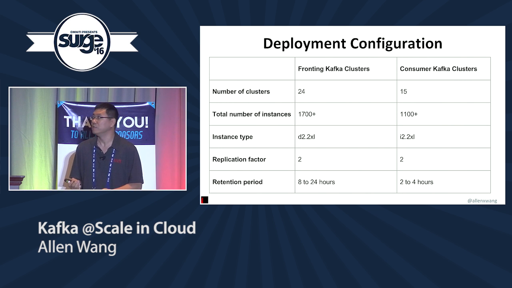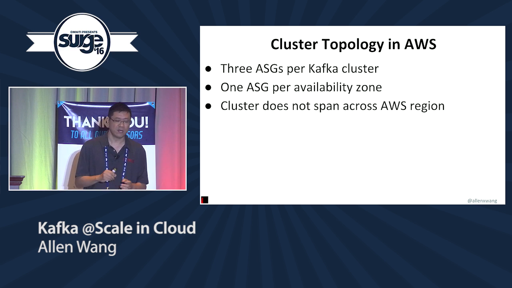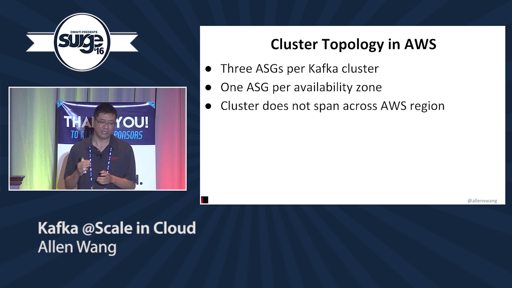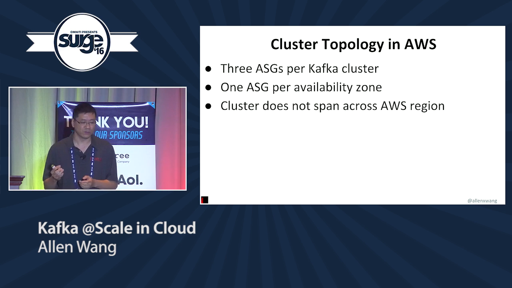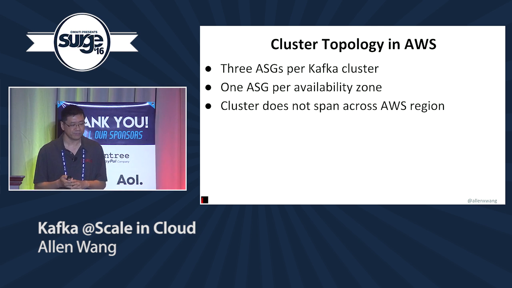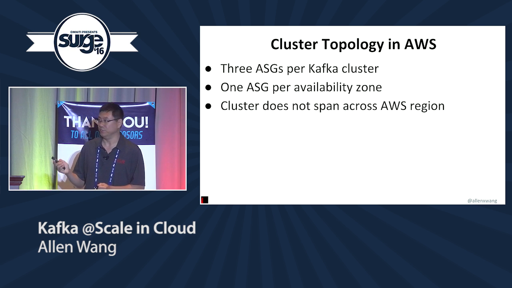So here are our deployment configurations for both fronting Kafka clusters and consumer Kafka clusters. Now let's get down to the cluster topology in AWS. We have 3 auto-scale groups for each Kafka cluster and 1 auto-scale group per availability zone. Here, the availability zone in AWS can roughly be mapped to the concept of rack in a data center. And we do not have clusters that span multiple AWS regions.